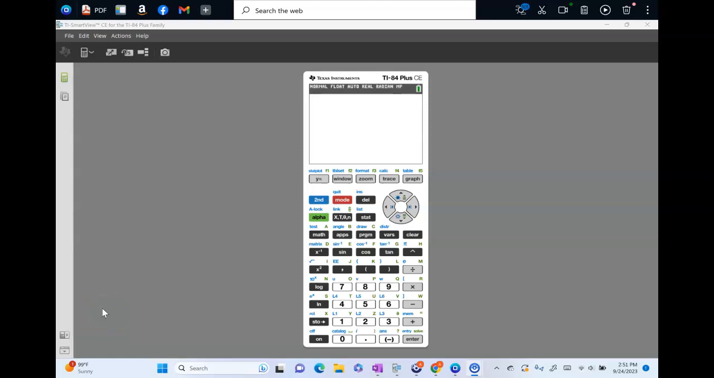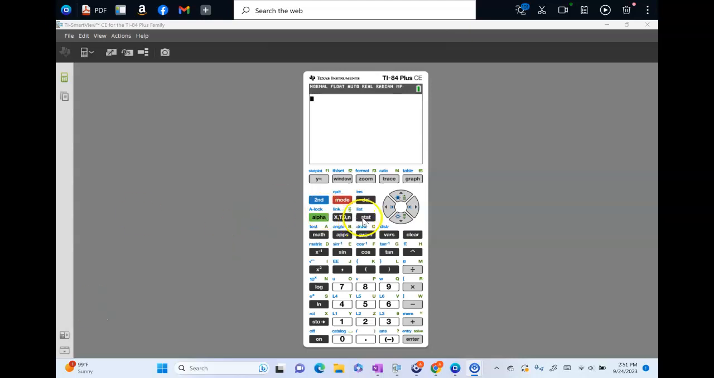Hello everyone. So today I'm going to be showing you how to find the correlation coefficient with your calculator. Okay, so the first thing you want to do is, anytime you need to find the correlation coefficient, you are working with scatter plots. So you're always given some data points that you want to enter into the calculator. So I went ahead and did that ahead of time already.